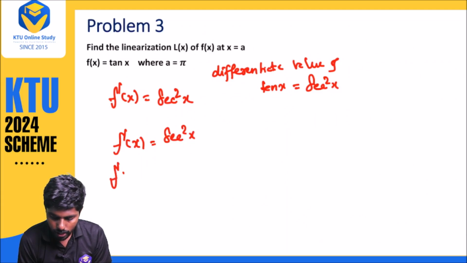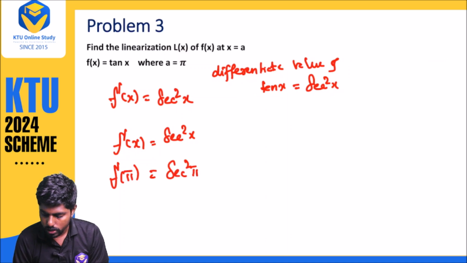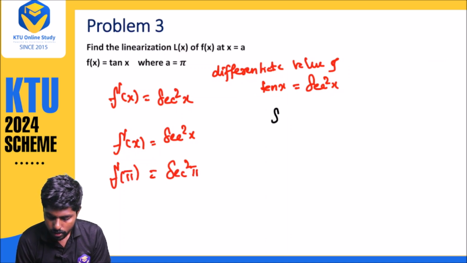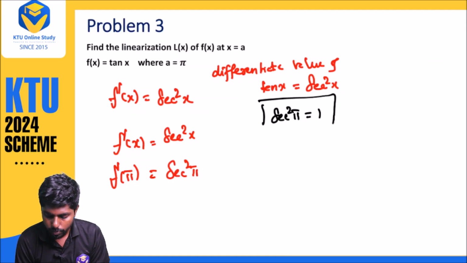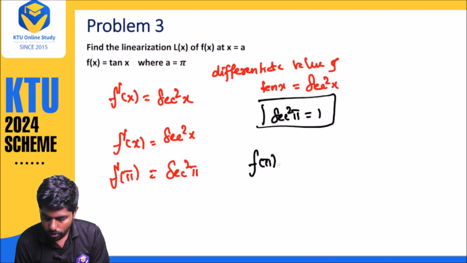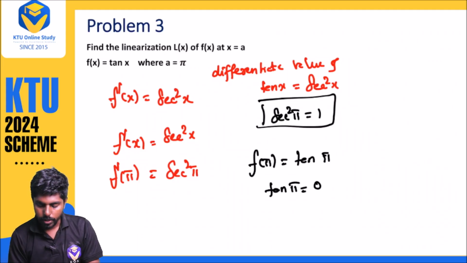So what is f dash of pi? That is nothing but secant square of pi. What is secant square of pi? Secant square of pi is nothing but 1. So from here, what is f of pi? F of pi is equal to tan pi. What is tan pi? Tan pi is nothing but 0.